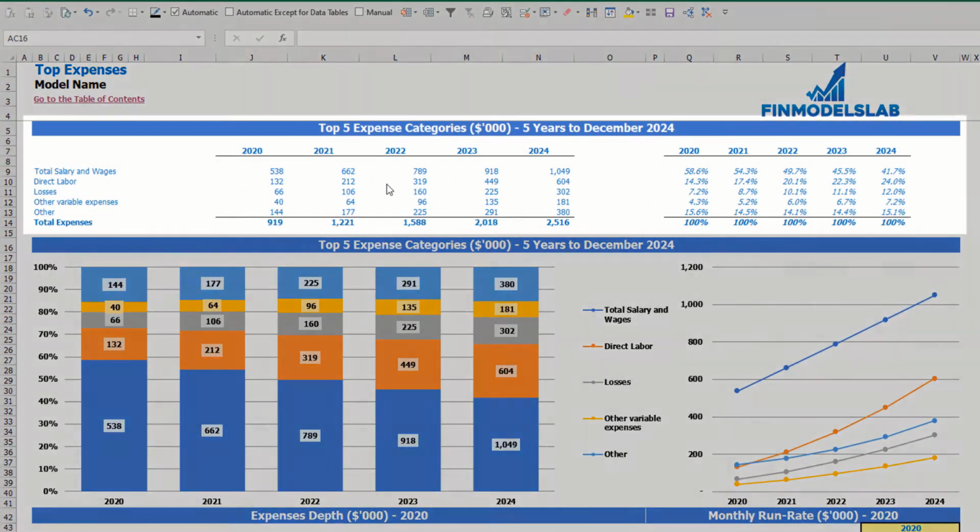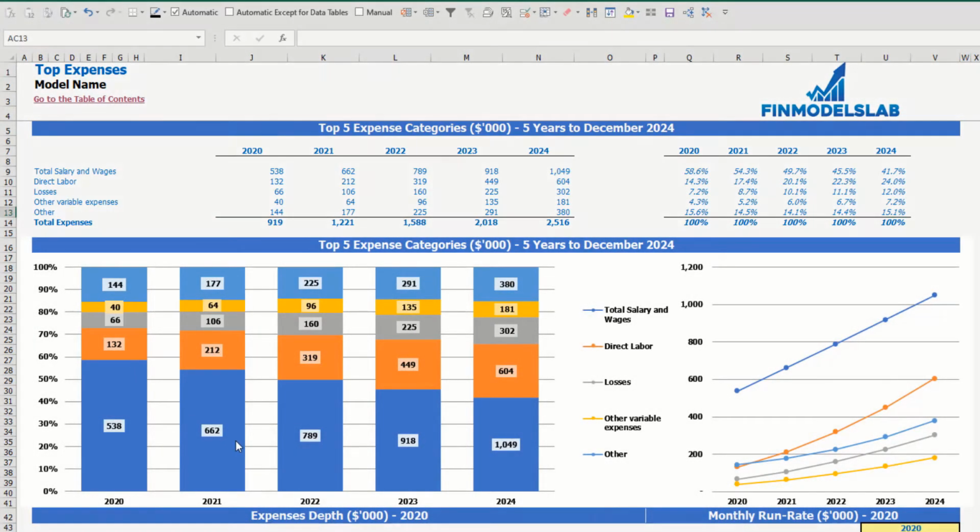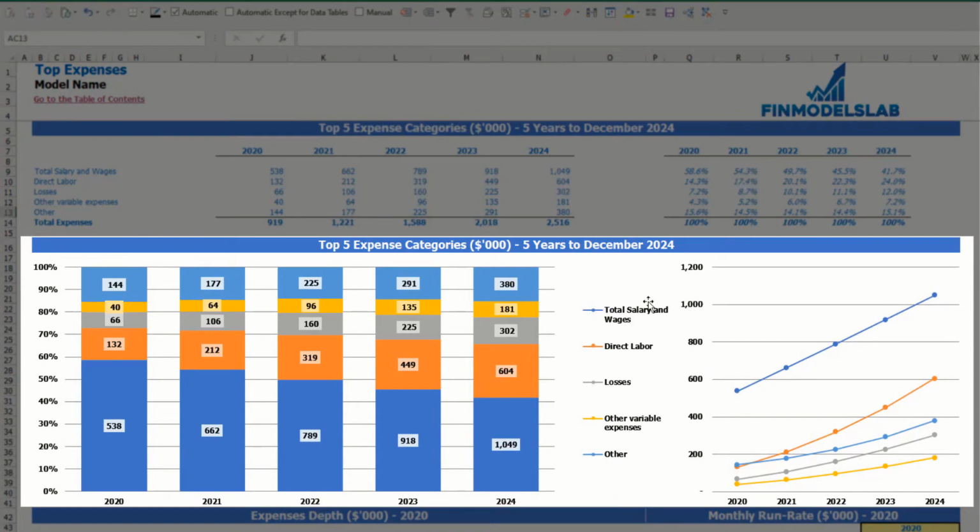On the top expenses tab, you may find the breakdown of the top 4 expense categories, and all other expenses collapsed into the other category. You may see the breakdown of absolute values by years with a total below, and also to the right you may see the percentage breakdown of these expenses. The same information you may see on the charts below, where you may find the percentage breakdown and the absolute values breakdown.